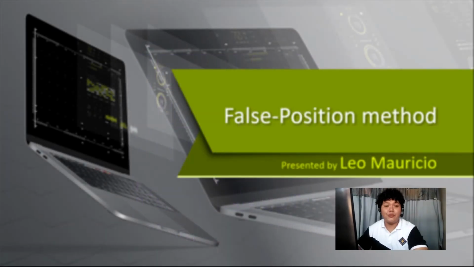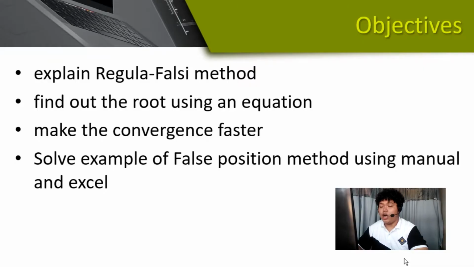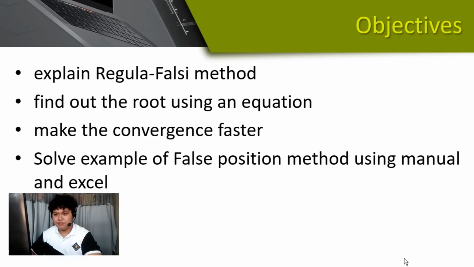Hello viewers, today we will talk about the false position method, also known as regula falsi. Our objectives for today are to explain the regula falsi method, find the root of an equation, make the convergence faster, and solve examples of the false position method manually and using Excel.